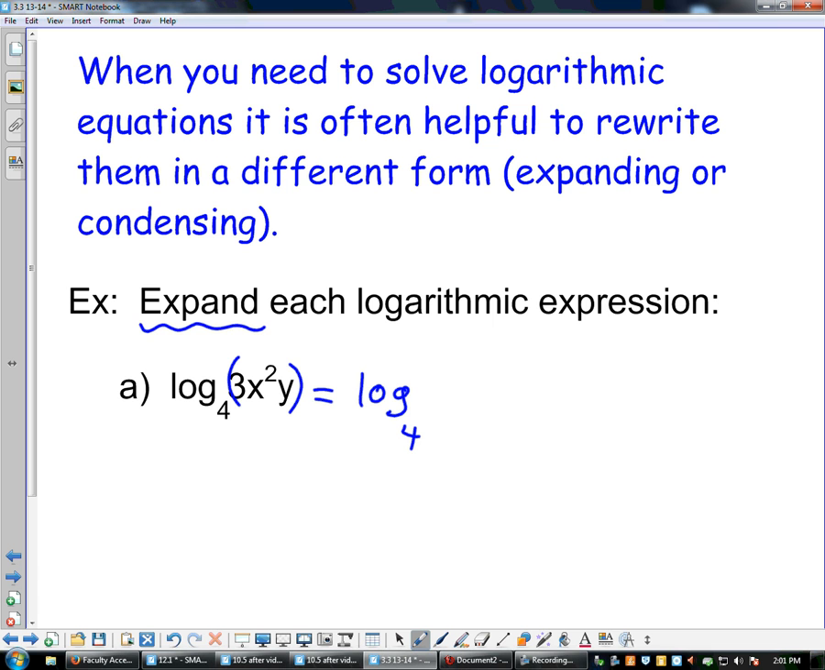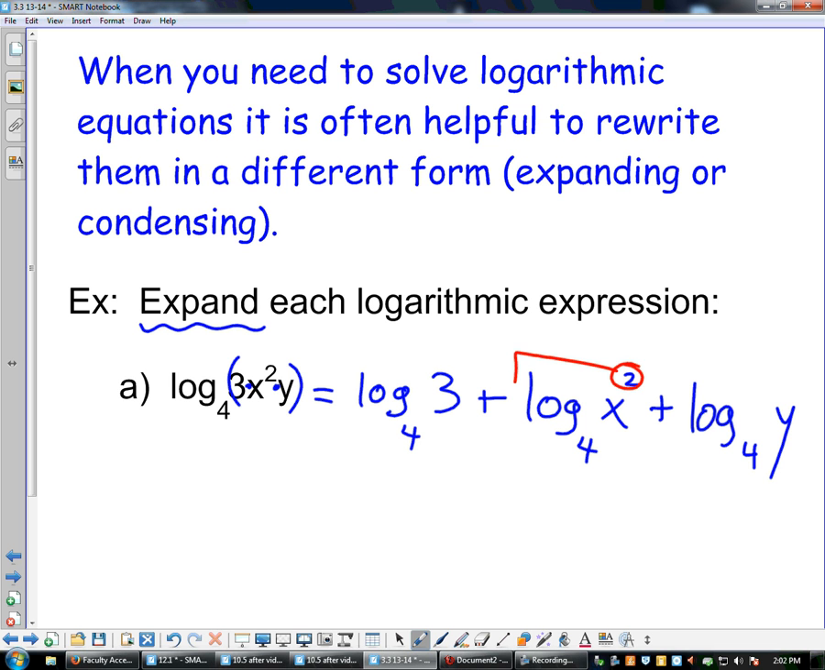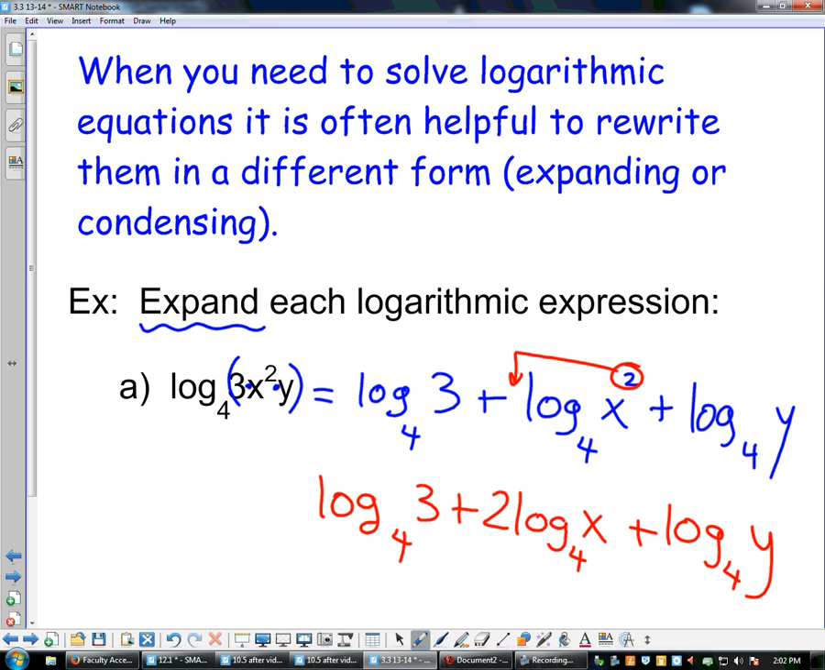We're expanding, so we're going to write log to the base 4 of 3 plus log to the base 4 of x squared plus log to the base 4 of y, because these were all being multiplied here. It was 3 times x squared times y. We can pull it apart, write them as separate logarithms with addition in between. And one last step here in expanding, don't forget any exponents can be brought down in front of their respective logarithms. So we get log to the base 4 of 3 plus 2 log to the base 4 of x plus log to the base 4 of y. And we're done. We expanded this logarithm as much as we could.